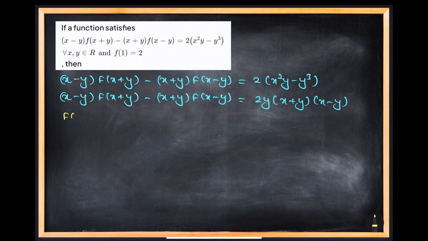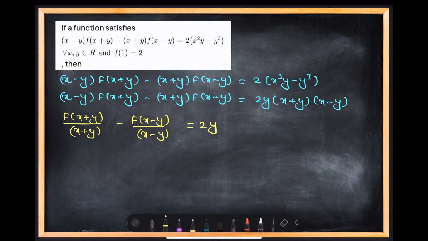So we will be left with f of (x plus y) upon (x plus y) minus f of (x minus y) upon (x minus y) is equal to 2y. And look at this, how we will manipulate from here onwards. So you know that you have to find out f of x, right? So what I will do, for the time being, I will take x plus y as a and x minus y as b.